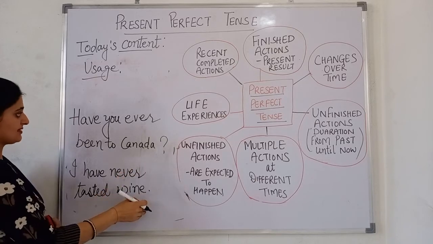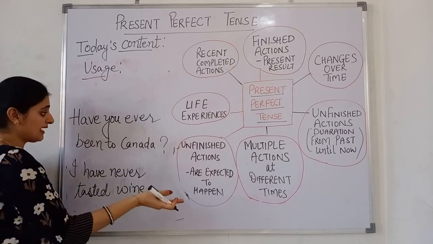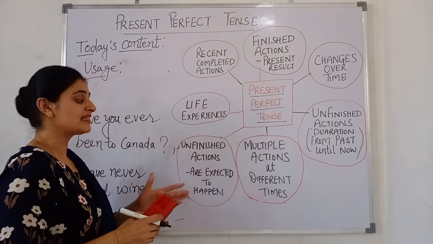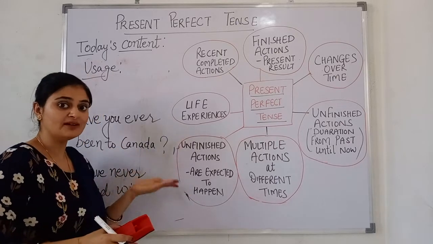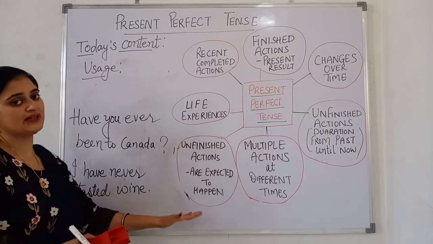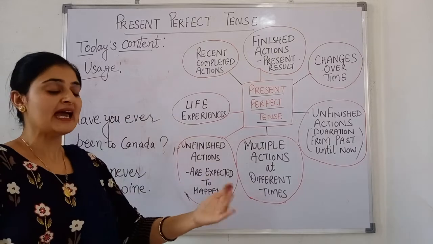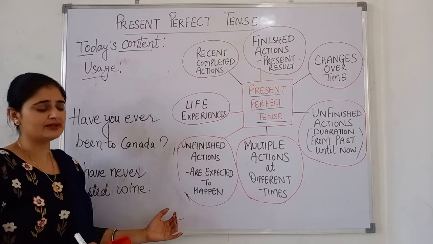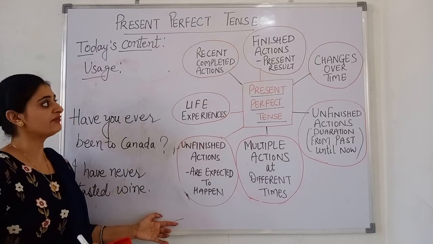These are two examples. This is to ask the question, have you ever been to Canada? Okay, have you ever tasted wine? We are asking about someone's experience, whether you have experienced it or not. Clear? Here you are telling your experience that I have never tasted wine. Suppose someone is having wine in front of you and you are saying, no, I have never tasted wine. It's your experience of life.